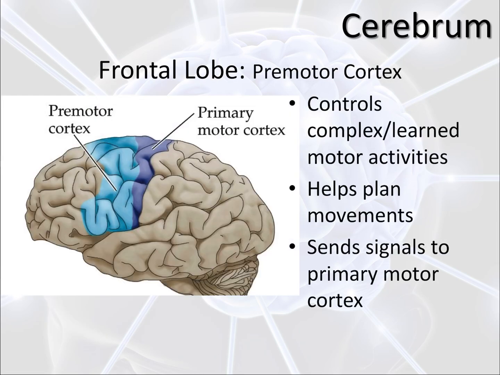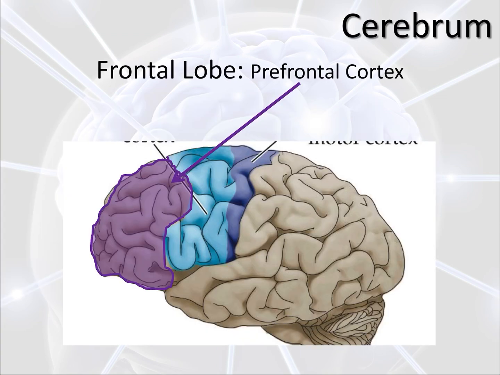Okay, so then we move forward a little bit more anteriorly, the premotor cortex. This is important for complex and learned movements. Helps us plan out our movements and sends the signals from the premotor cortex to the primary motor cortex. Then we move forward anterior one more, right? Because we had primary here, premotor here, and then we have prefrontal here.